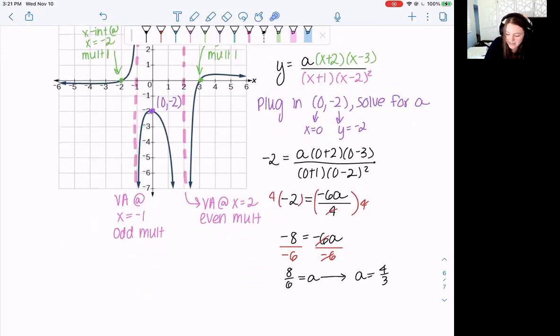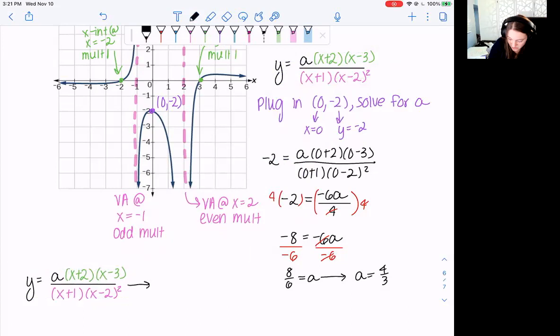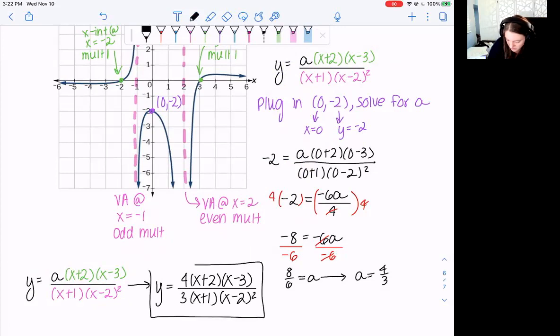All we have to do is replace a. If you have a fraction, the 4 is going to go in the numerator, the 3 will go in the denominator. So we're taking this guy right here, and we're just plugging in the a value. So we have y equals, we have 4 in the numerator, then it's x plus 2 times x minus 3 all over. The 3 from the a goes in the denominator. x plus 1, x minus 2, quantity squared. Bada bing, bada boom, done.